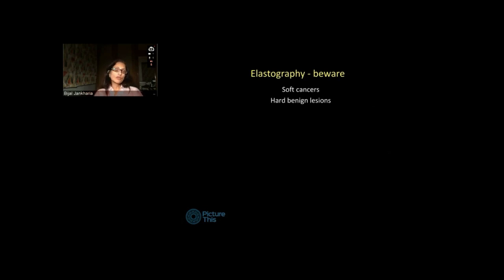So in elastography, we also have to beware because there are going to be false positives and false negatives. You're going to get soft cancers. You're also going to get cancers with necrosis within, which may appear soft on elasto. And we are going to get hard benign lesions, sometimes fibrotic lesions like fibroadenomas that are sclerosed are going to look hard. Radial scars are going to look hard. So please beware because these lesions do exist.